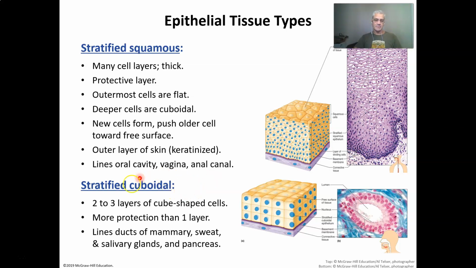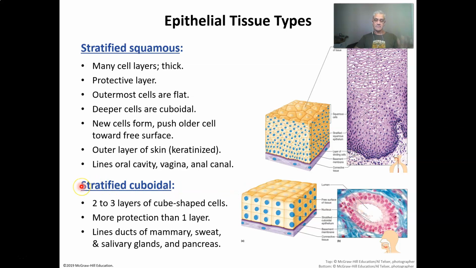All right, next shape, cuboidal, right? Shaped like cubes. Stratified. Boom, we stack them on top of each other. Those are found in the mammary glands, sweat glands, salivary glands, pancreas. Here's a picture of that.